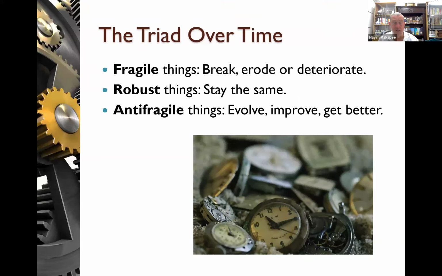Okay? So the fragile things, they break. They may suffer a process of erosion, and they may deteriorate. The robust things, they are always the same. They don't change. And the anti-fragile things, they are evolving, they are improving, they are getting better. So these are the three different possibilities.